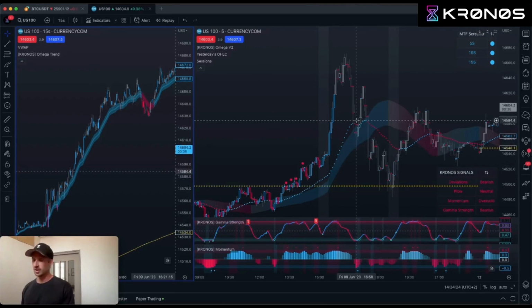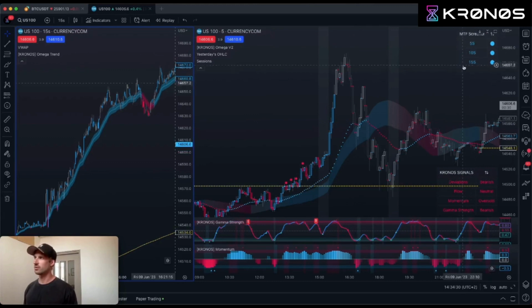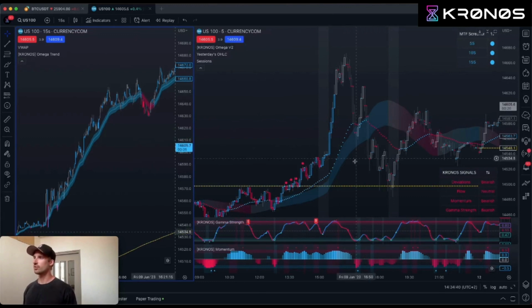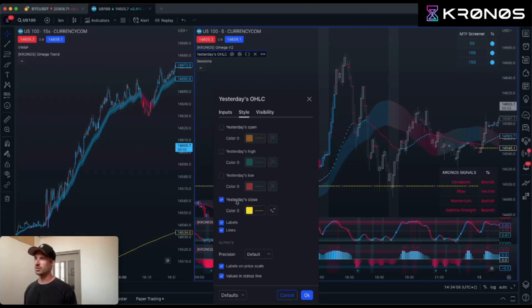If you've been in the group chat, or if you've been following my trading for a while, you know that I use this as my ultimate confirmation to enter the trades. So what else? I have the Omega V2 on. This is the ribbon, as you can see. And this is the original Omega trend right there with these dots. Then I have yesterday's open, high, low, close. I only keep yesterday's close on right there. Obviously you can just stylize it as you wish.